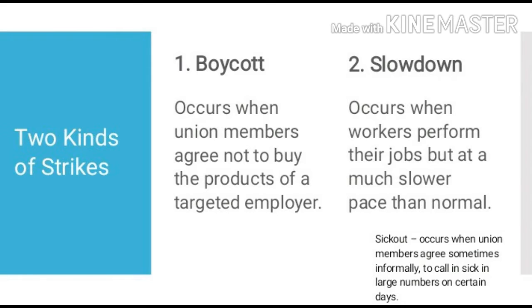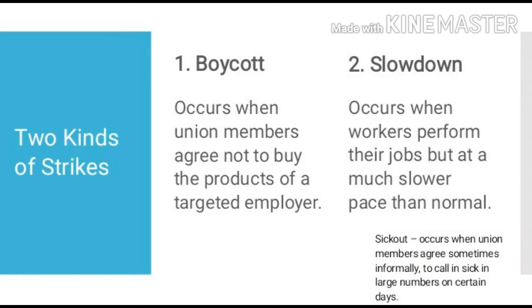And there is also a variation on the slowdown, and this occurs when union members agree, sometimes informally, to call in sick in large numbers on certain days. This is an action that is called sick out. This is where union members agree not to go to work and pretend that they are sick, so that the management will search for them or will lead them.